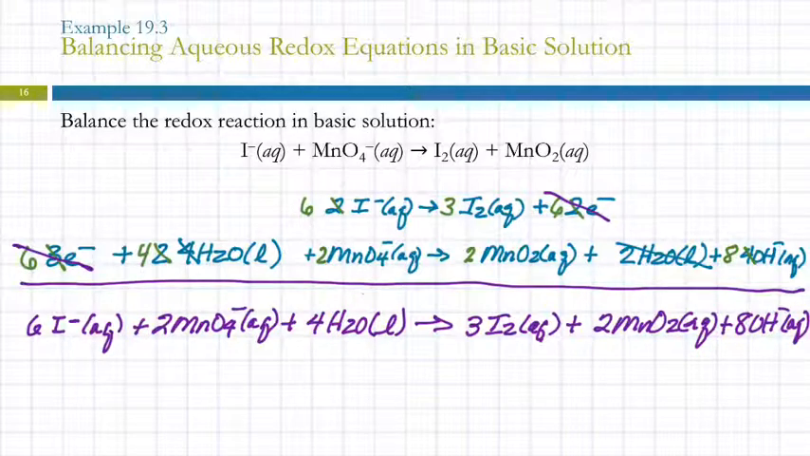Any questions? How would you know that it's a basic? That's an excellent question. How would you know that it's a basic solution? Because the question will tell you. Yeah. So this prompt says balance the redox reaction in basic solution. The previous one said balance the redox reaction in acidic solution. If it doesn't specify and there aren't any hydrogen ions or hydroxide ions in the equation, you could do either. I'd do acid because it's easier. It's just one last step. Any other questions?